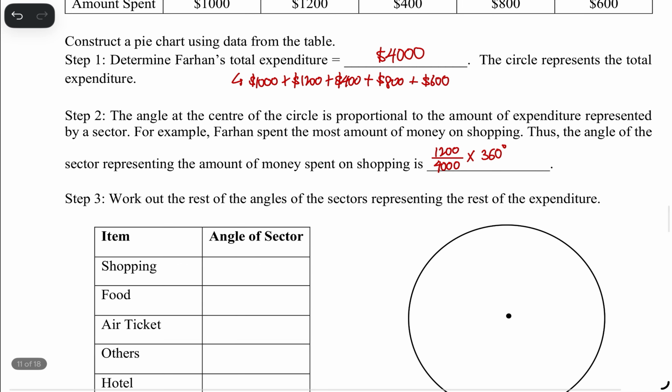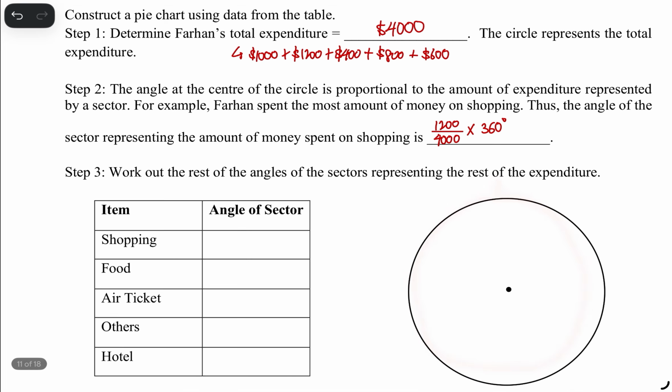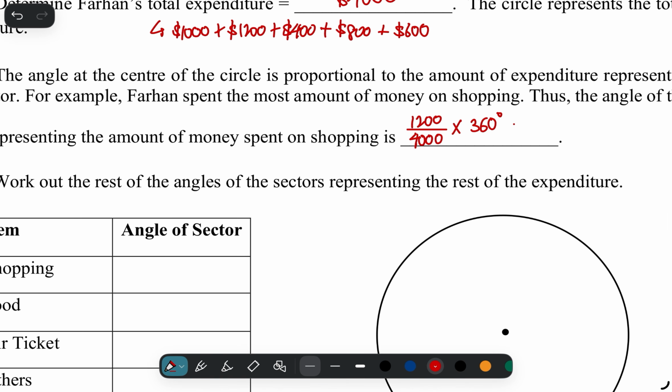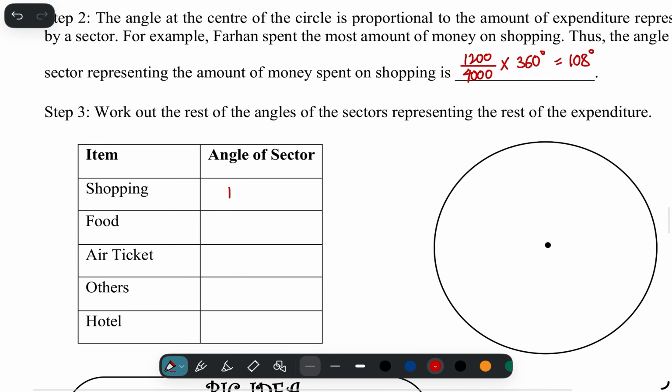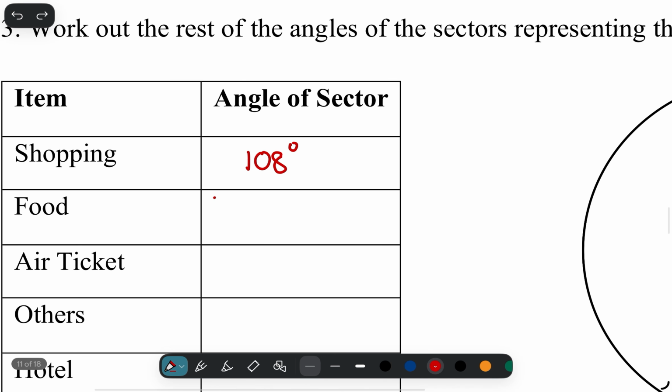I want to find out, if this whole circle of 360 degrees represents $4,000, what is the angle that $1,200 takes up? I want to find what this angle is. So I calculate this in my calculator. You should get 108 degrees. Then you can easily calculate the other angles in this pie chart. So for example, food is $1,000 out of the total $4,000. I times 360 degrees, and I can calculate the angle for this. This one will be equal to 90 degrees.